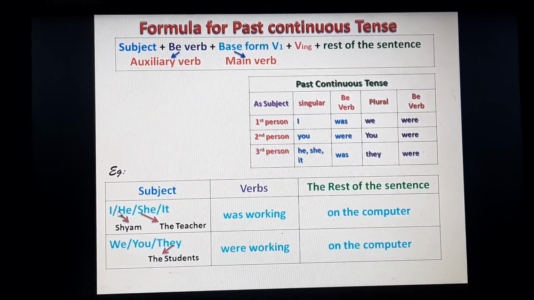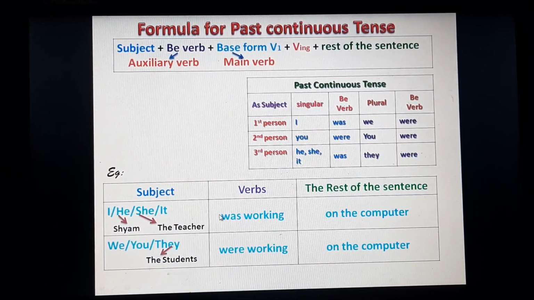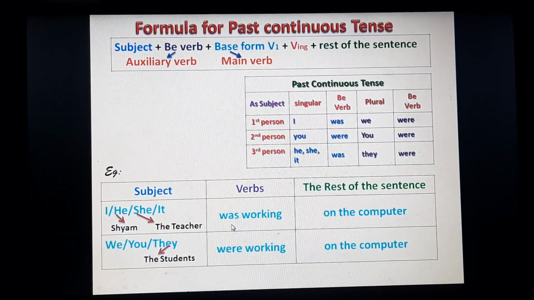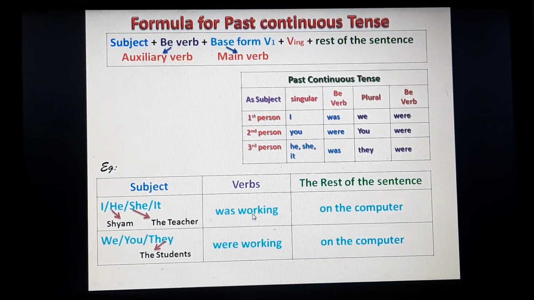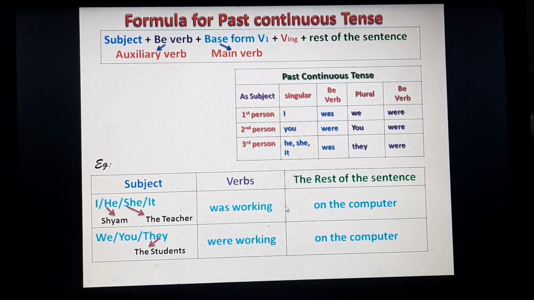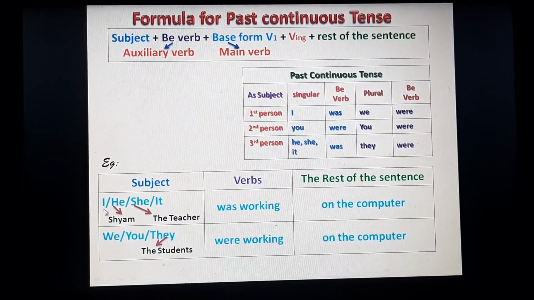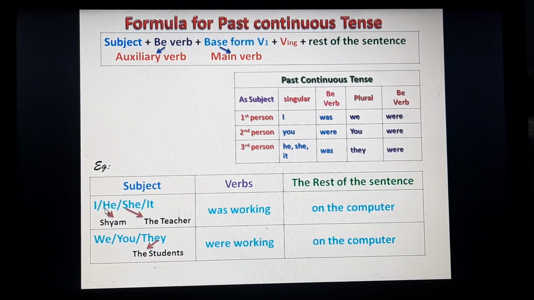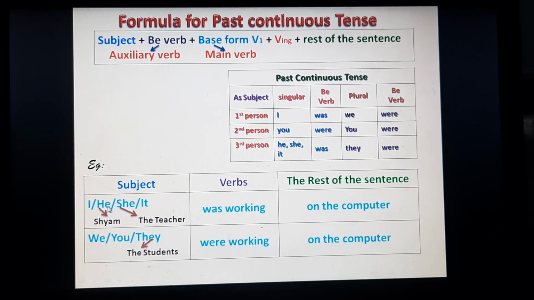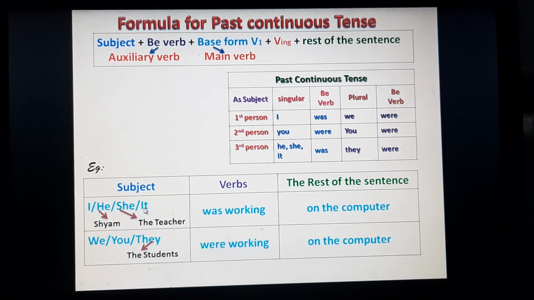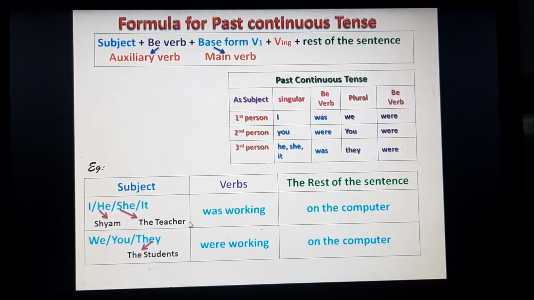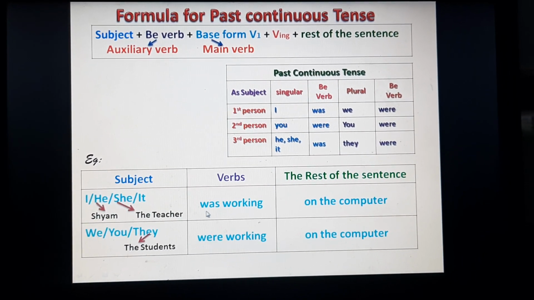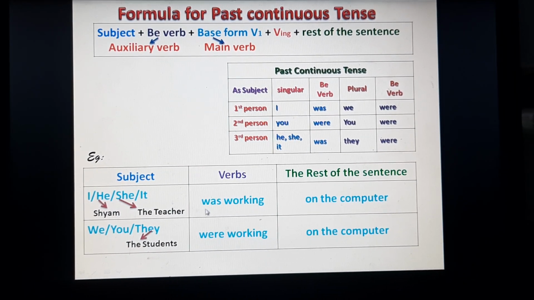I is first person singular, so you use the be verb was, which is also singular, plus main verb work plus ing. So your verb will be: I was working on the computer. He is third person singular. She is third person singular. It is third person singular. The be verb for singular number is was.